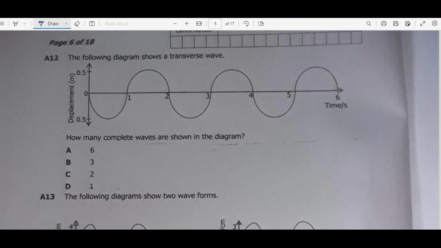Number 12. The following diagram shows a transverse wave. How many complete waves are shown in the diagram? So from here up to here, one wave. Here up to here, 2 waves. Here up to here, 3 waves. So the total is 3.